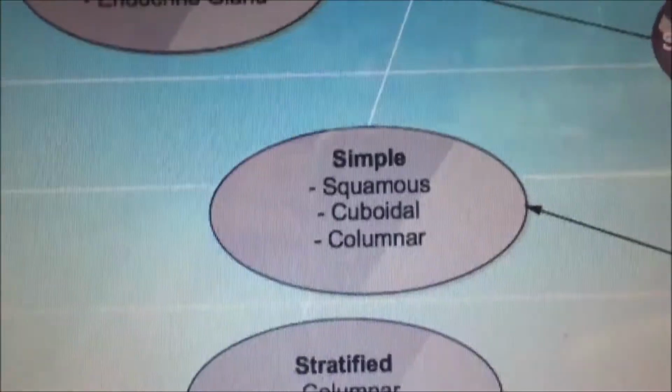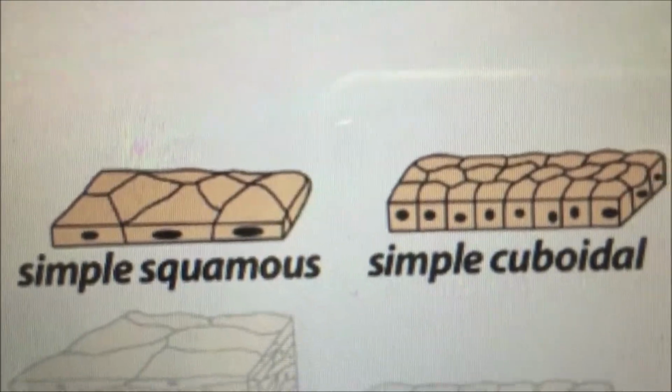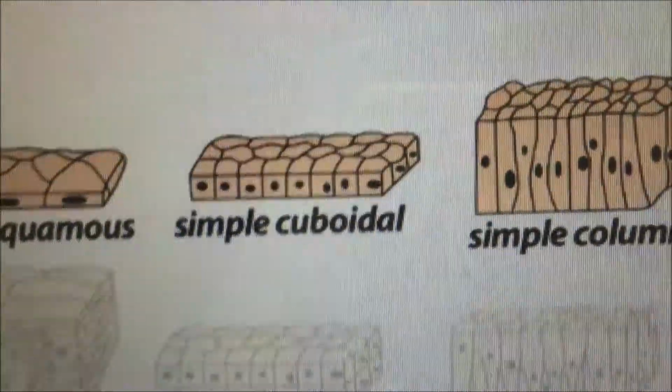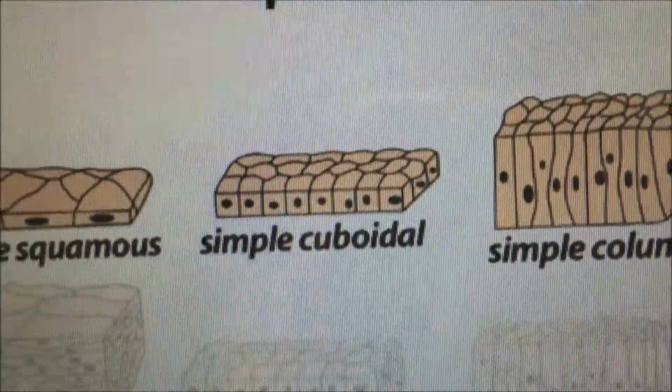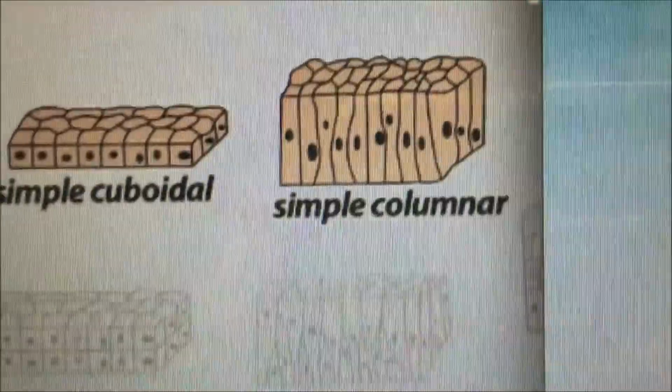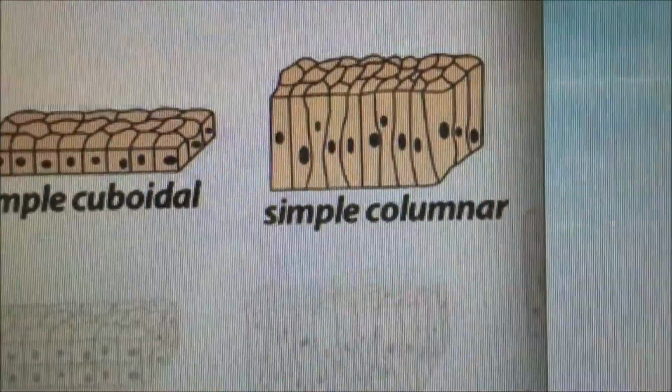Firstly, there is simple squamous epithelium, which is flattened and scale-shaped. Next is the simple cuboidal epithelium, which is cube-like in shape. And lastly, the simple columnar epithelium, which is column-shaped.